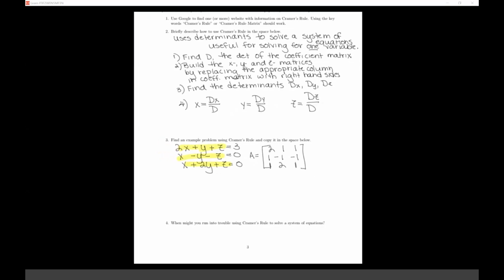Okay, then what I'm going to do is find the determinant of A, which I'm going to call D. Okay, and I'm going to do that by going over to Symbolab. I'm going to take this matrix, and hopefully you're following along on your notes or something. So you have the matrix written down. So let's go over to Symbolab.